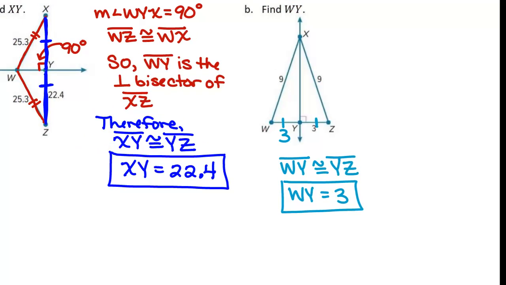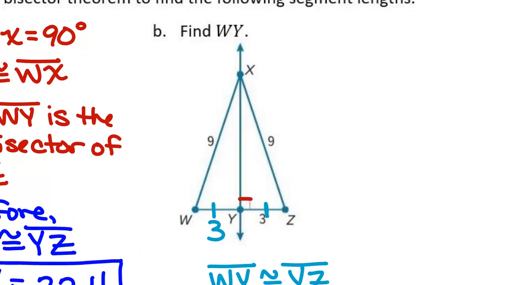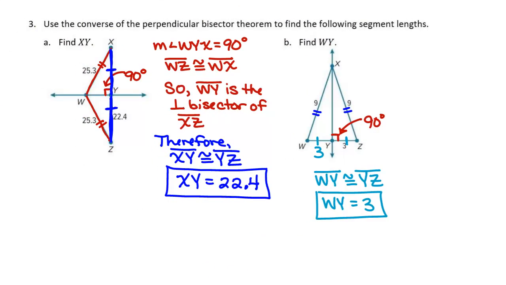XY is perpendicular to WZ. There's two pieces that have to be true for it to be a perpendicular bisector. You have to have the right angle, and you have to have the two segments that are congruent, 9 and 9. That's how we know it's a perpendicular bisector. If all you see is the right angle, then you know it's perpendicular but not a bisector. When you see the two congruent segments, you know it's a bisector, but you don't know it's perpendicular. You have to have both of those pieces together for it to be a perpendicular bisector.